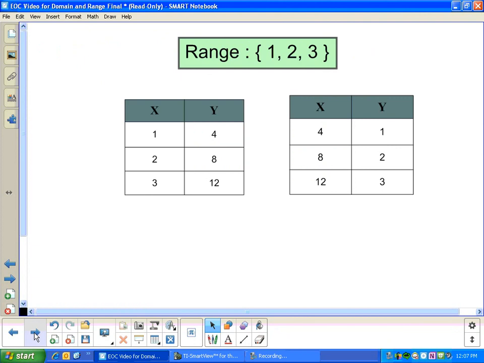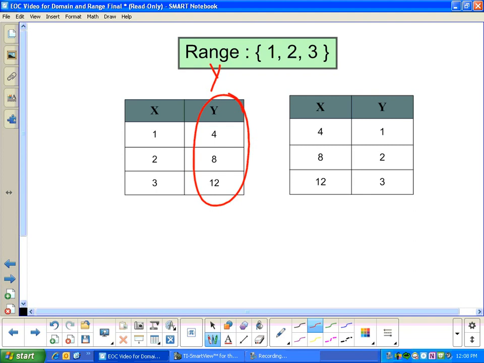All right, now I'm given a range of 1, 2, and 3. Range is the set of all possible y values, and I'm going to figure out which of these tables actually has a range of 1, 2, and 3. So I know a range is y, so I'm looking at the y values, and this table has y values of 4, 8, and 12. It is not a match. Looking at my second table, this one has y values of 1, 2, and 3. Means it's got a range of 1, 2, and 3. Found it.